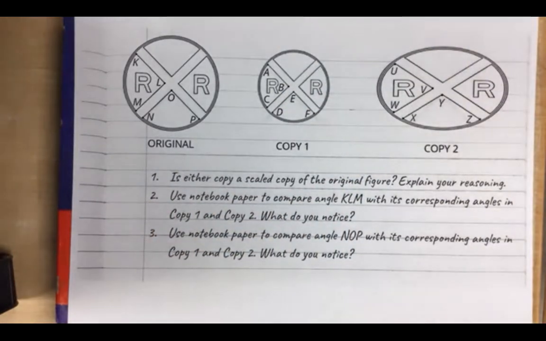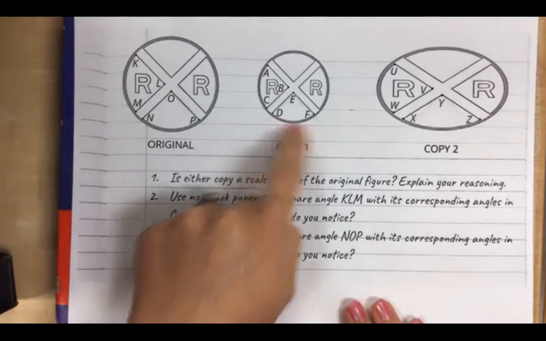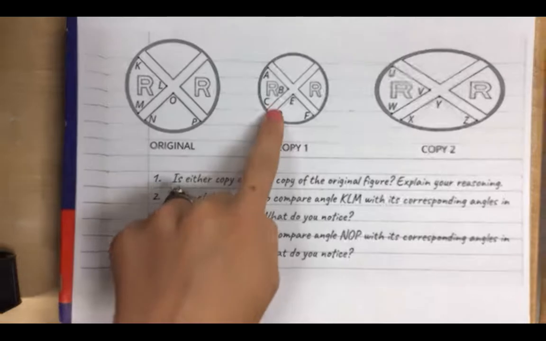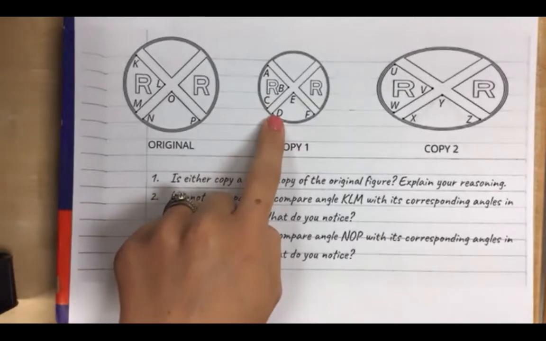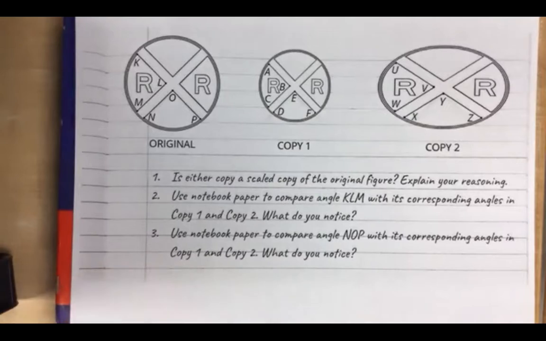What you're gonna find is that they correspond in copy 1, but not in copy 2. So copy 1 is going to be a scaled copy of the original, but copy 2 will not be. So let's talk about what that means for us.